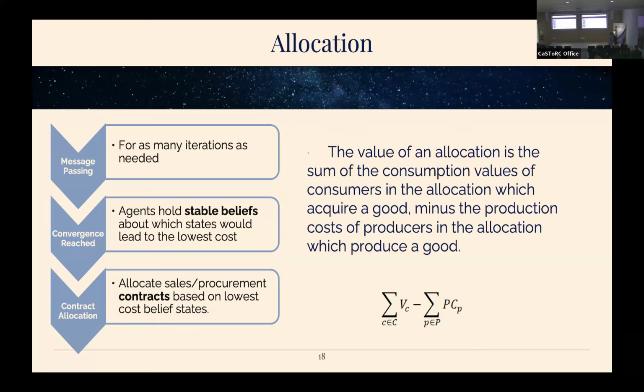We can continue, however, message passing to allow for the supply chain evolving with time. For example, deadlines changing, capacities changing, new players coming into the market, and so on. Again, the way that we decide the costs of things is to do with the value of the allocation.